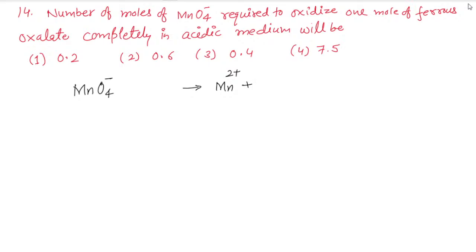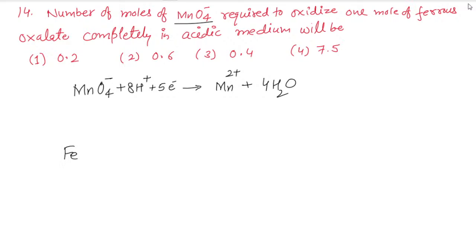Mn2+ in acidic medium: MnO4 negative is converted into Mn2 plus. Balance the oxygen with 4H2O, then 8H plus, and 5 electrons, right? Now come to the next part, that is ferrous oxalate.